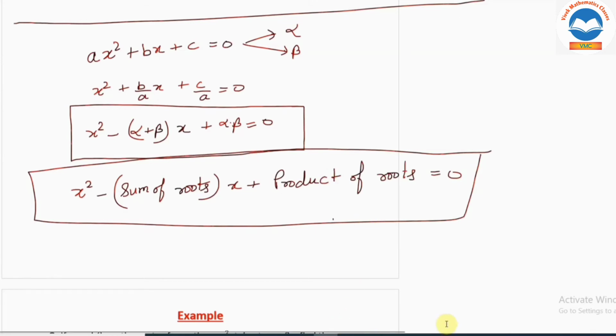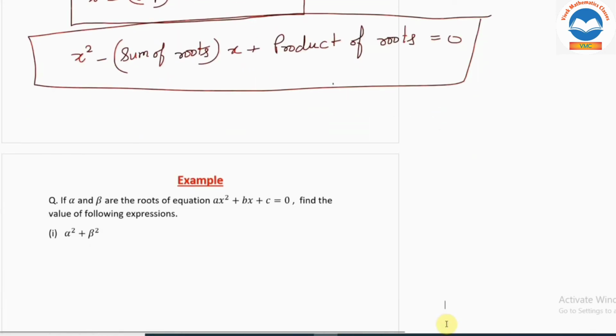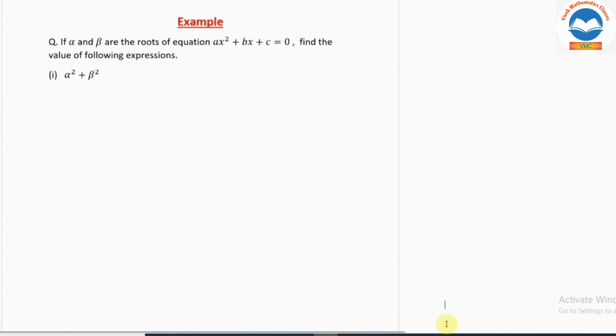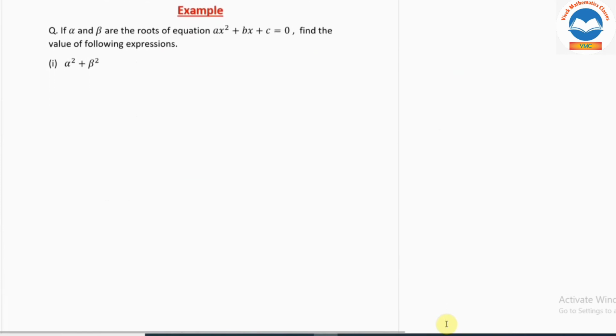Next thing. So here you have one example. If alpha and beta are the roots of the equation ax square plus bx plus c equal to 0, find the value of, first part, they are asking alpha square plus beta square. Okay. So we are given the equation ax square plus bx plus c equal to 0, and the roots are alpha and beta. So what are they asking? They are asking alpha square plus beta square.